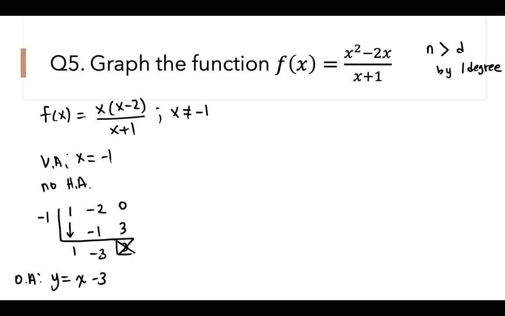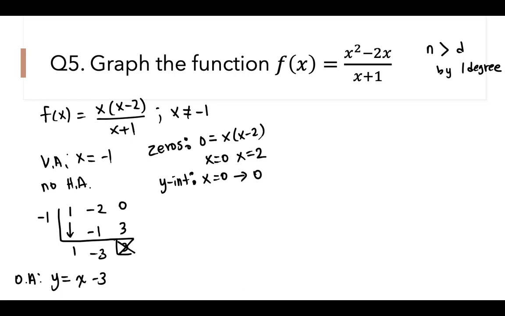Okay. Now what about the zeros? For zeros, you let the numerator equal to 0. So 0 is equal to x times (x minus 2). So we have x is equal to 0 and x is equal to 2. Now what about the y-intercept? Y-intercept happens when x is equal to 0. So I'm going to plug in x as 0. It's going to be 0. Okay, so therefore we have all the characteristics.